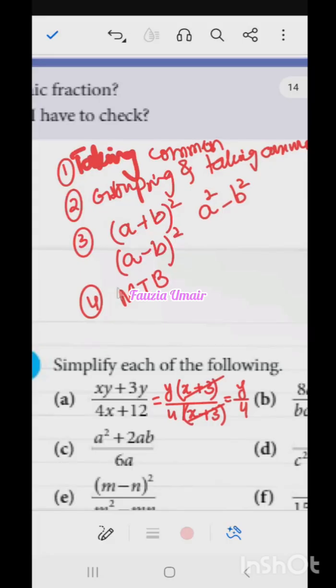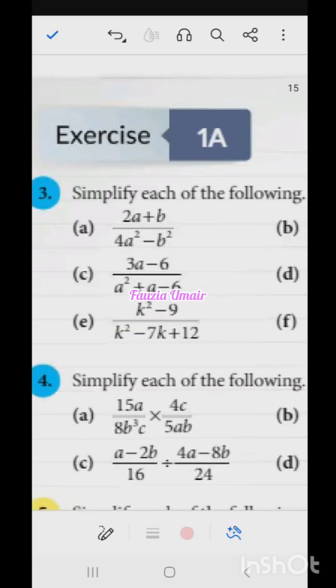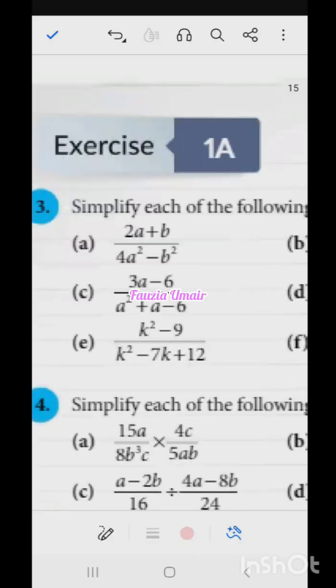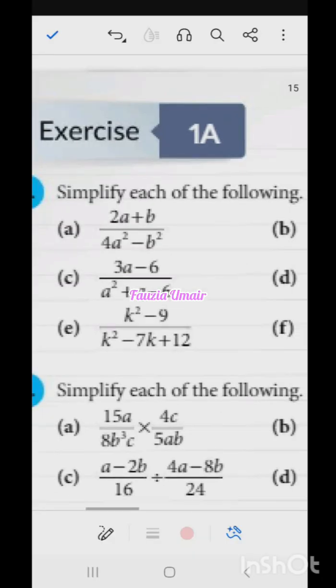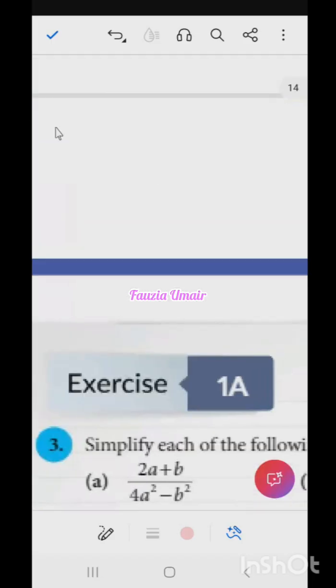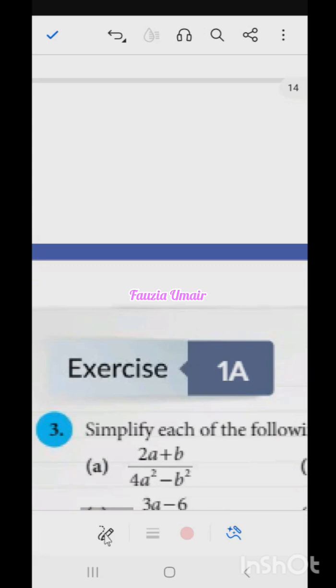So we are solving question number 3 now. You need to see which factorization method we can use because now things are getting tricky. So the first question is 2a plus b over 4a square minus b square. I'm using this space to solve it. So 2a plus b divided by 4a square minus b square.